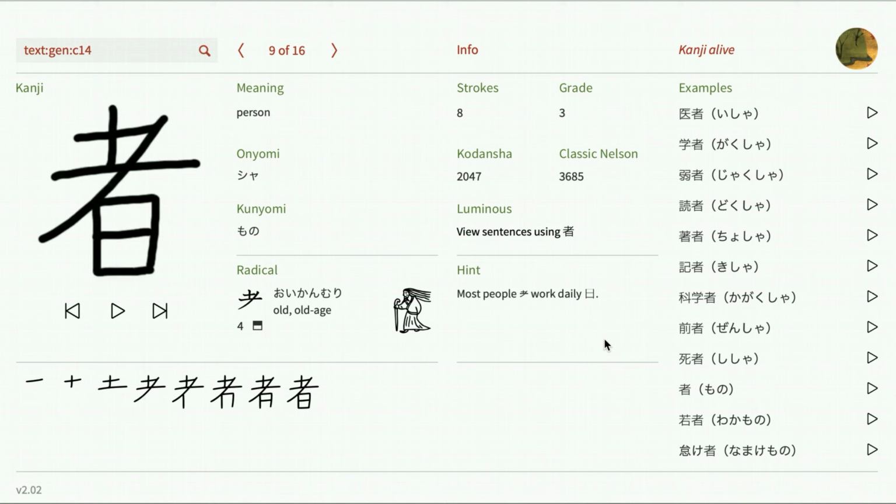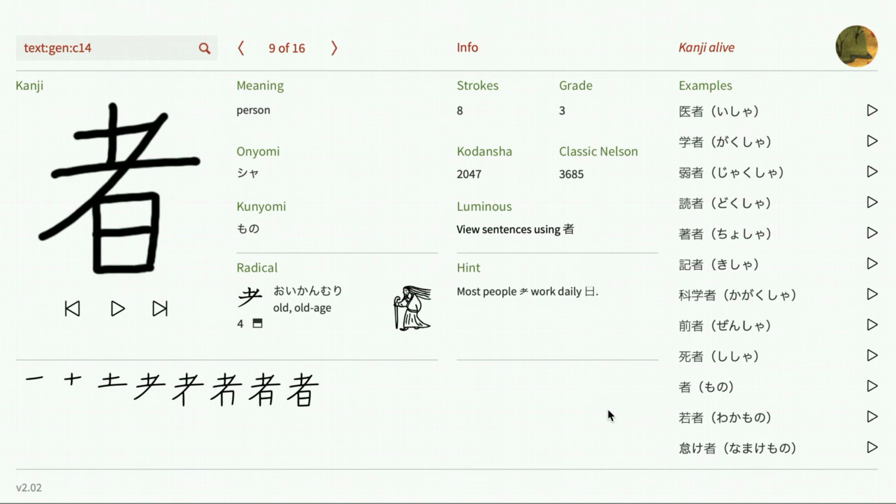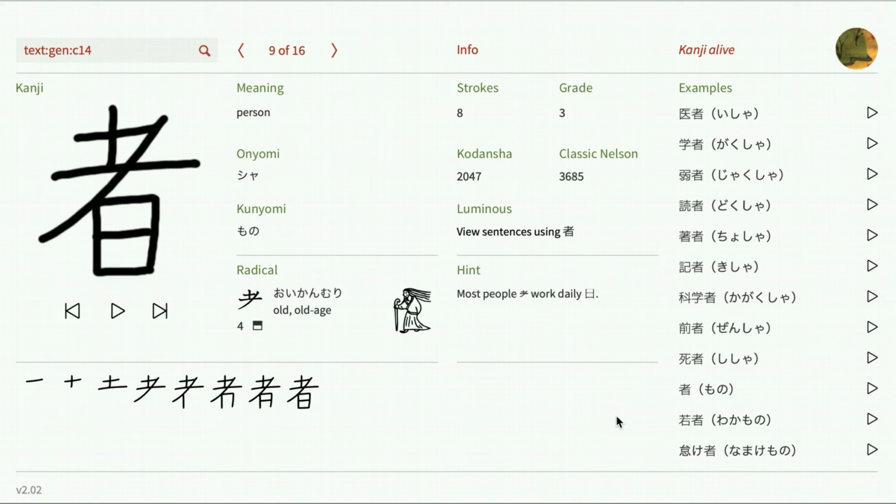Then we have zensha, which is the former person, right? Mae no mono, the former. Shisha, the deceased, the dead person. Mono as person. Wakamono, right? Wakai hito, same thing as the youth. And then namakemono, which is a lazy person. Namakemono is also the word for sloth in Japanese.